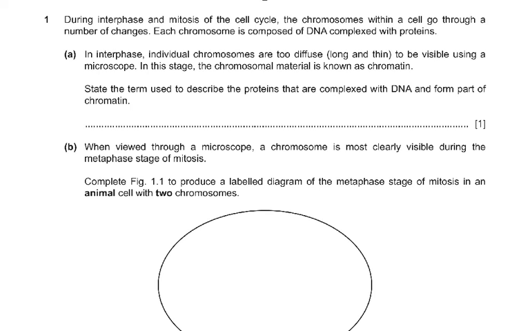Question number 1. During interphase and mitosis of the cell cycle, the chromosomes within a cell go through a number of changes. Each chromosome is composed of DNA complex with proteins. In interphase, individual chromosomes are too diffuse, long and thin to be visible using a microscope. In this stage, the chromosome material is known as chromatin. State the term used to describe the proteins that are complex with DNA and form part of the chromatin: histones.